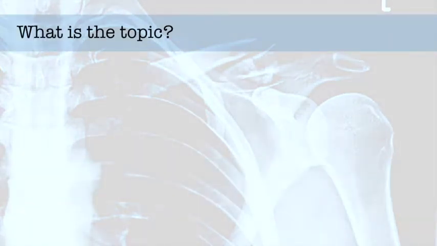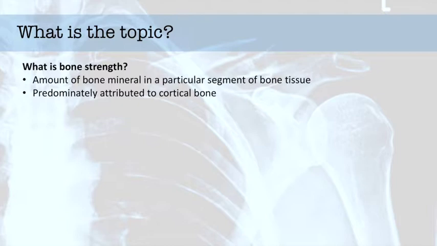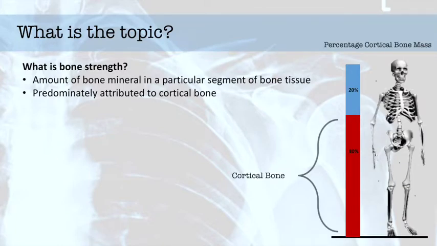What is bone strength? Bone strength broadly refers to the amount of bone mineral in a particular segment of bone tissue, which, in a clinical sense, is indicative of fracture, osteoporosis, osteomalacia, osteogenesis imperfecta, and other potential infirmities. Bone strength is predominantly attributed to cortical bone, or compact bone, the cortex layer, which accounts for 80% of total bone mass.